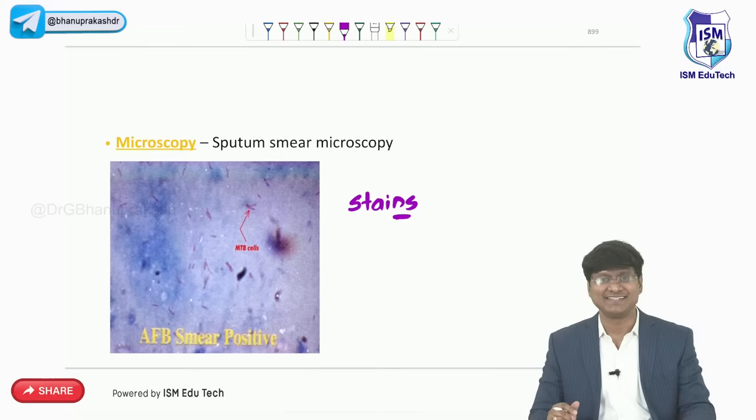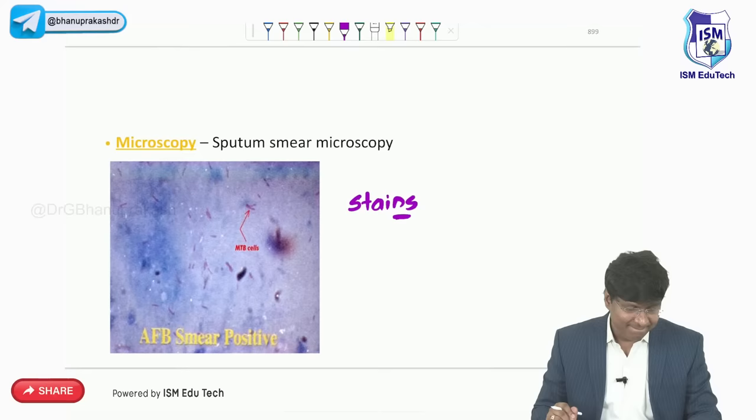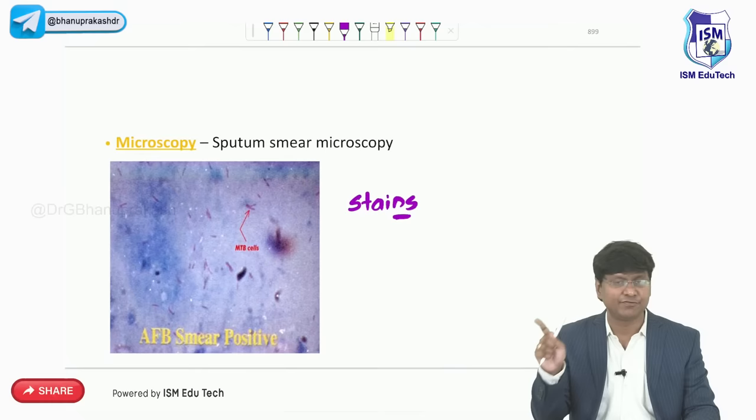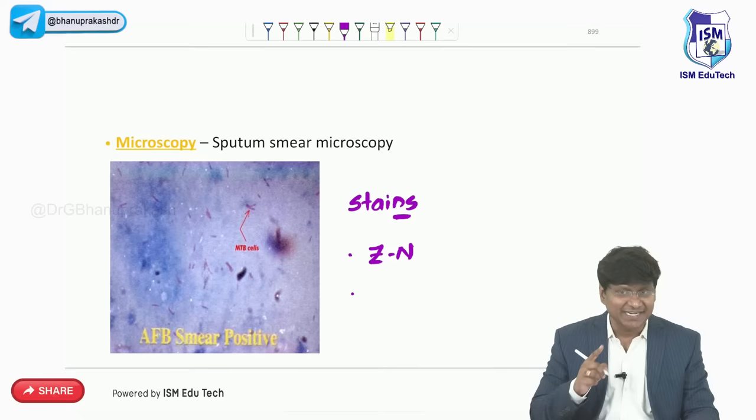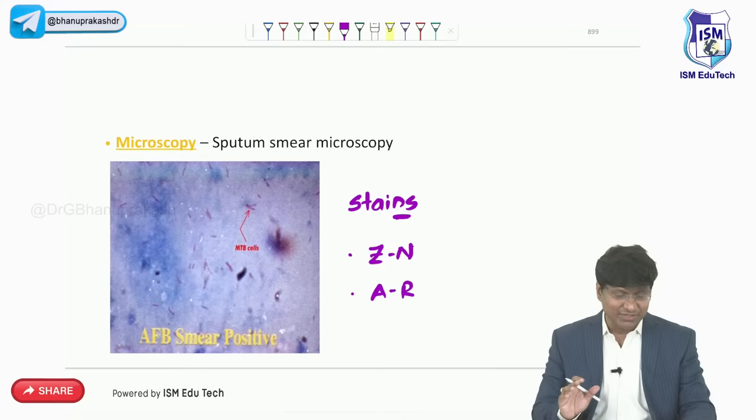What are the names of the stain? We have two stains. One is your carbolfuchsin stain, which is nothing but your ZN stain or Ziehl-Neelsen stain. And the other one is the fluorochrome stain. And what is that fluorochrome stain? That particular fluorochrome stain is the auramine-rhodamine stain. So these are the two important stains.